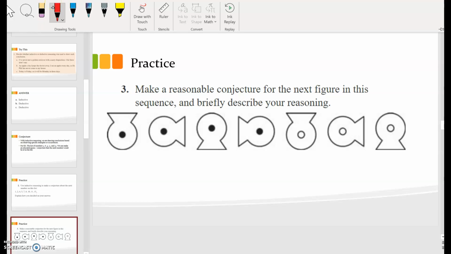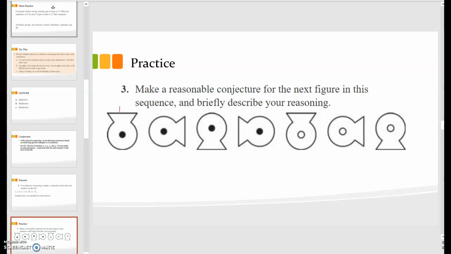So we notice that this starts in the upward position and it's colored in. And then this one moves 90 degrees to the right and the circle's still colored in. Then it makes a 90 degrees to the right again, making it downward. Then a 90 degrees again to the right, making it face to the left.